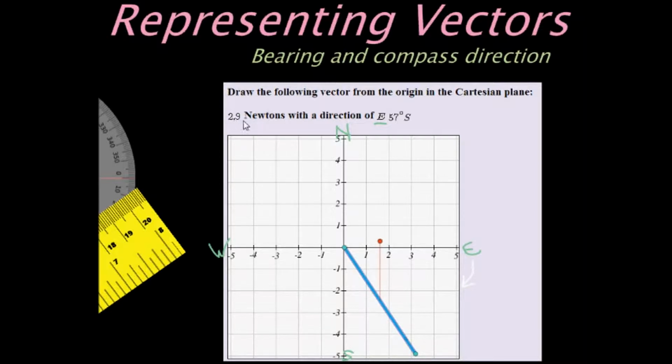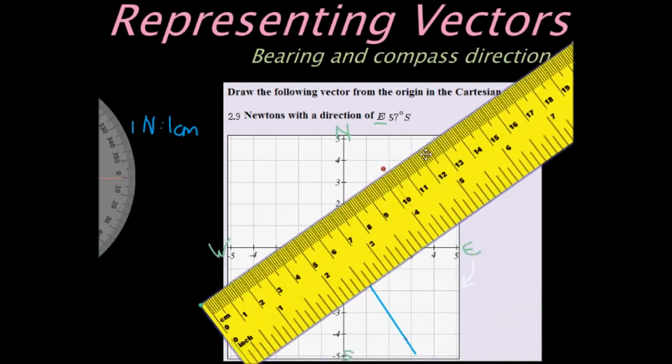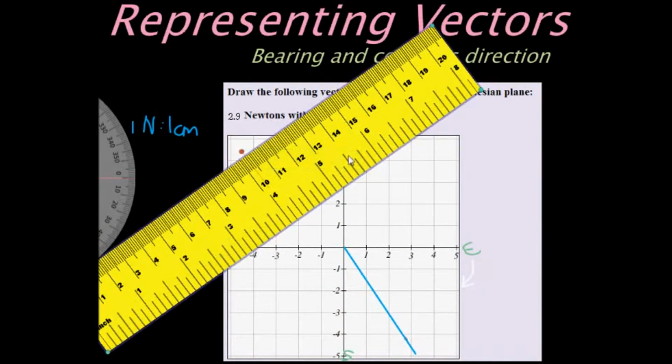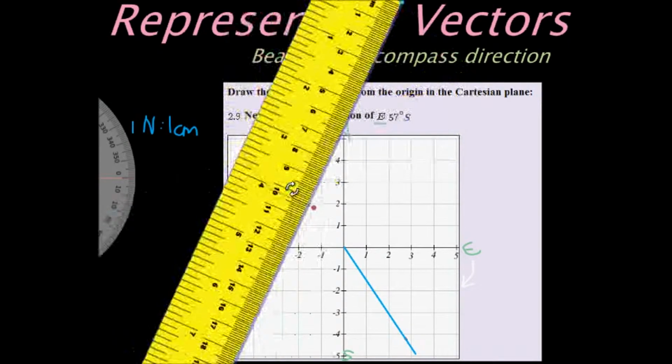To do is 2.9 newtons. Once again, if we were writing this question down on paper somewhere, I would write down that 1 newton is equivalent to 1 centimeter. That means 2.9 newtons will be 2.9 centimeters. So I'm going to measure 2.9 centimeters using my ruler.